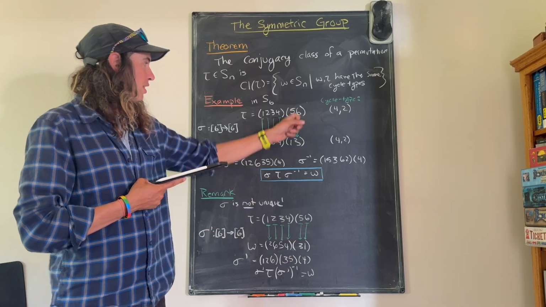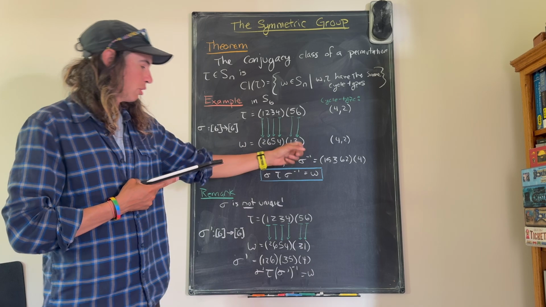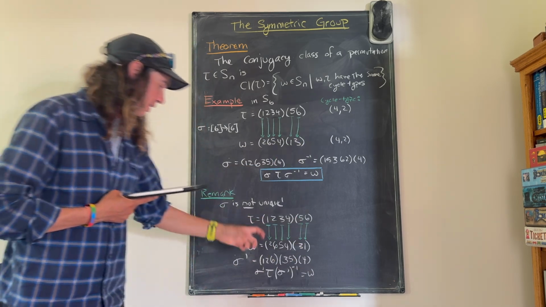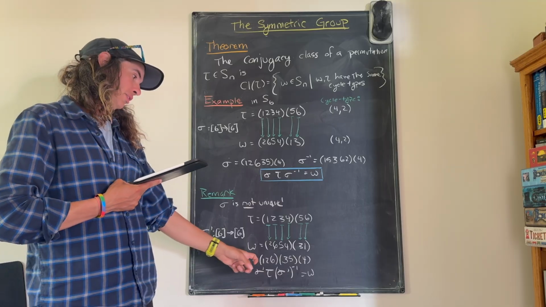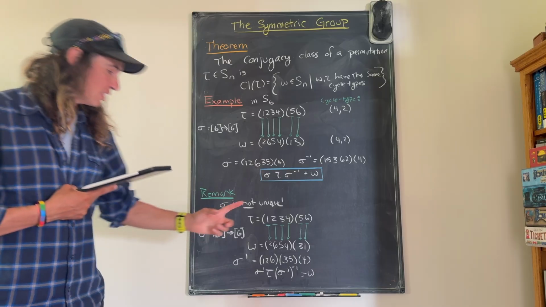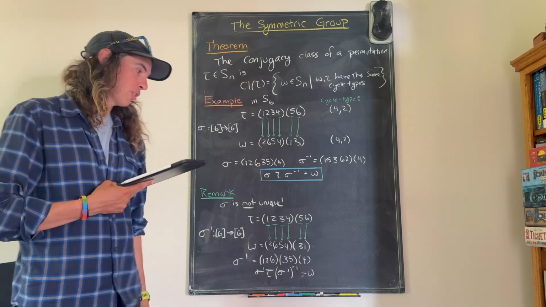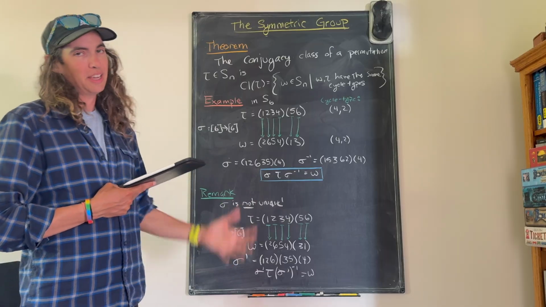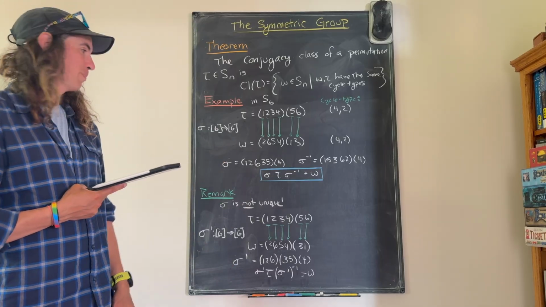So right here, 5 goes to 1 and 6 goes to 3, but down here, 5 goes to 3 and 6 goes to 1. So in this case, sigma prime is (1, 2, 6, 3, 5, 4). But it's still true that sigma prime tau sigma prime inverse is omega. And you'll notice that this sigma prime really is the same as the one we had in the previous example.